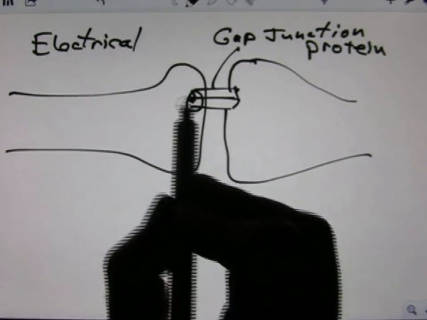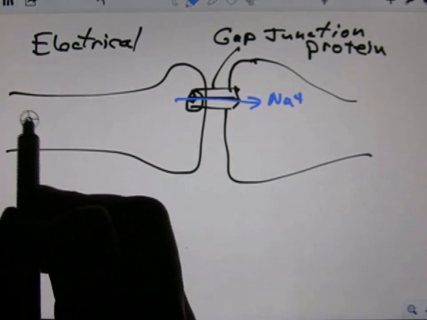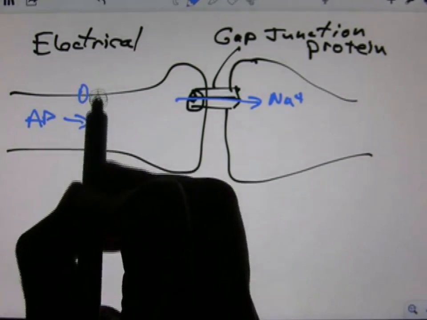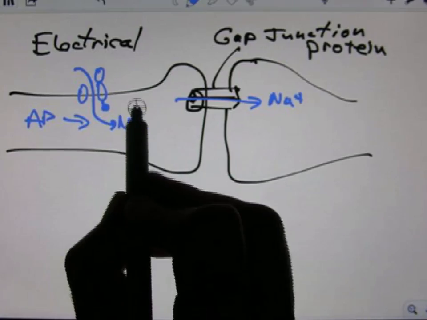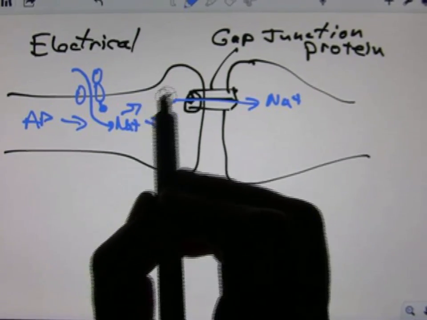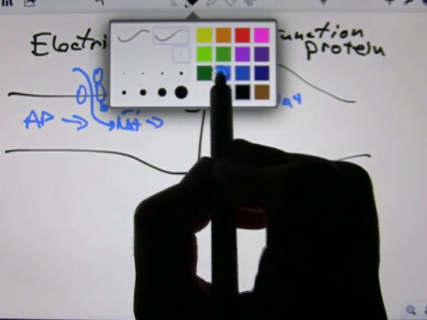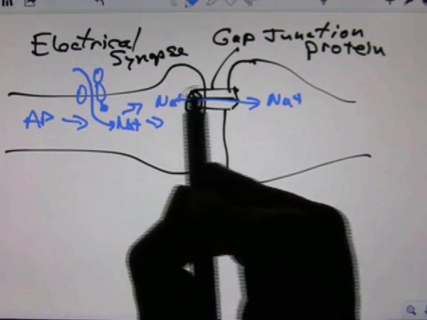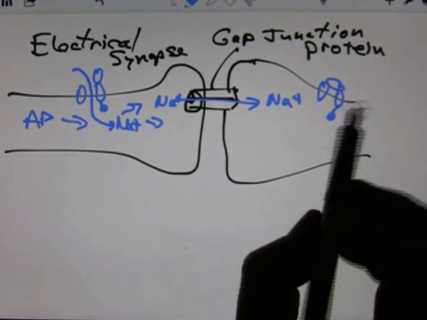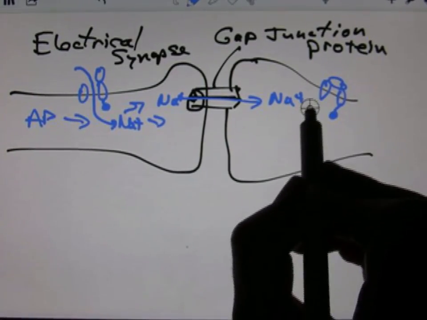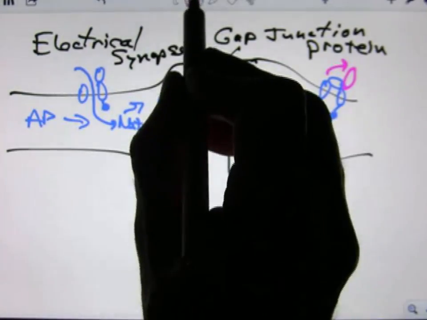The pore through a gap junction is big enough to allow ions and small molecules to get through. So if there's an action potential coming down here, remember, here's our voltage-gated sodium channel, action potential coming down, allowing sodium into the cell. When it gets to the electrical synapse, that sodium can go through the gap junction and start a new action potential. So here's a voltage-gated sodium channel in the next cell, and if you get enough charge there to get it to threshold, that pops open.